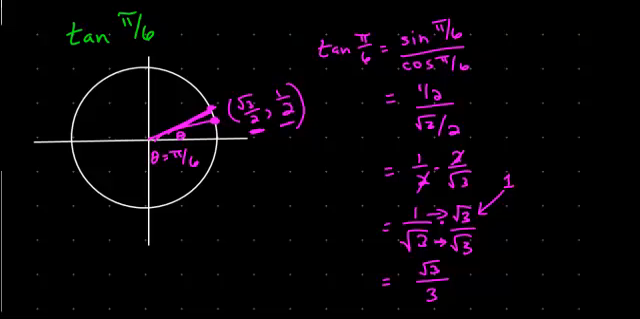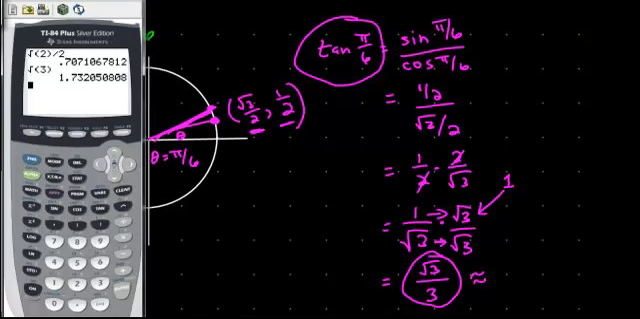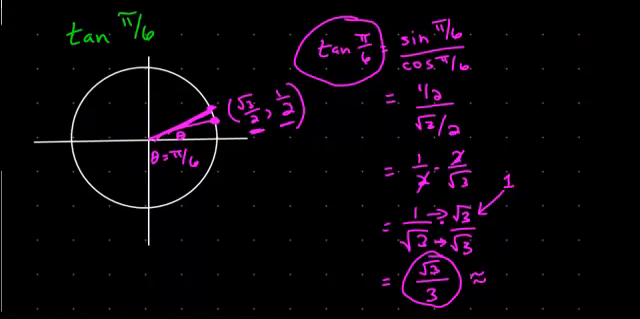So the tangent of pi over 6 is root 3 over 3, and I want to get an approximation for that. Get my calculator out. So square root of 3 divided by 3 equals 0.577. So about 0.577. Okay?